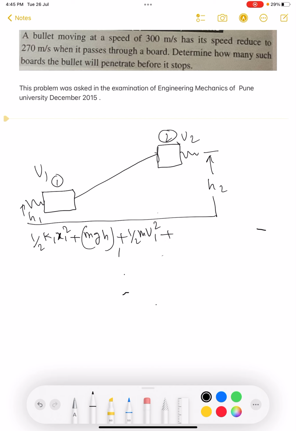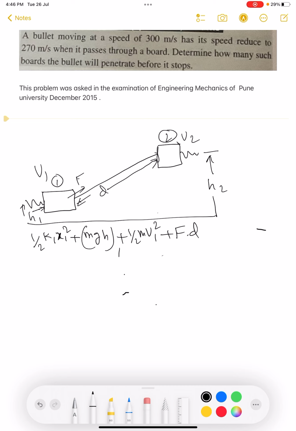Plus maybe there is some force F acting on this object, and this distance which the object moves from 1 to 2 is d. Then the work done on this object because of this force will be F into d. This is also energy supplied to the object. So at position 1 the object has three terms: spring energy, potential energy, kinetic energy, plus, if an external force acts throughout the displacement d, F into d is the energy supplied to the object.